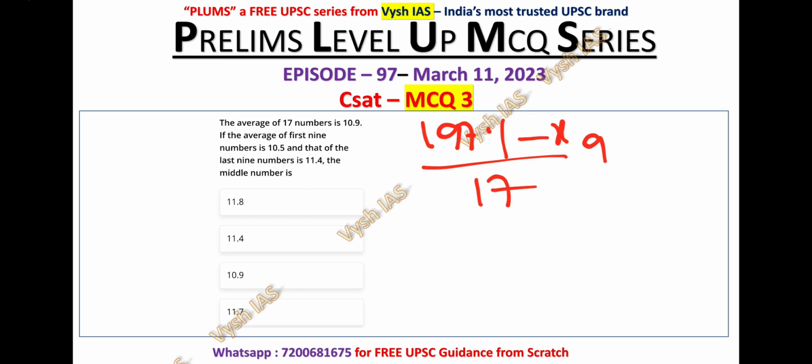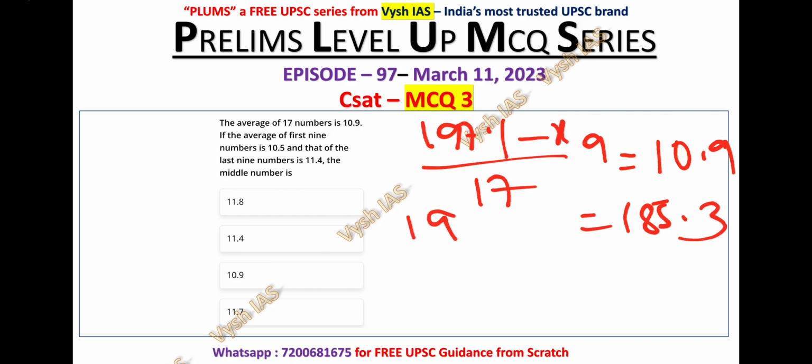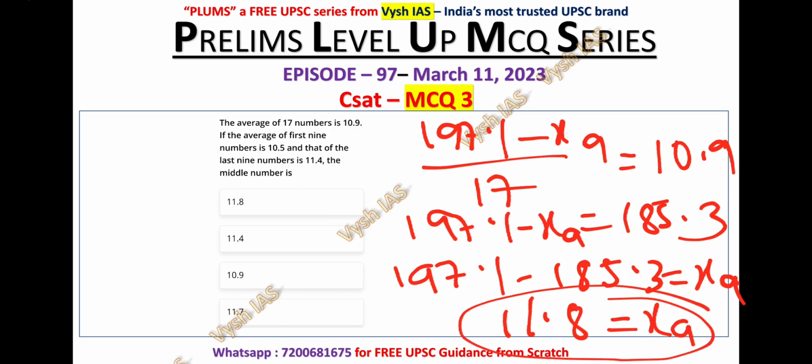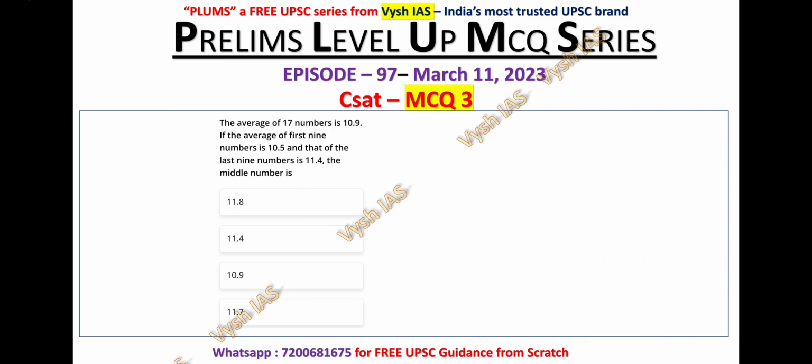So x9 is equal to 10.9. We have multiplied 10.9 into 17 and got the resultant as 185.3. So 197.1 minus x9 is equal to 185.3. So 197.1 minus 185.3 is nothing but the x9 value, which is 11.8. So x9 value is 11.8, and option A is correct for question number 3.